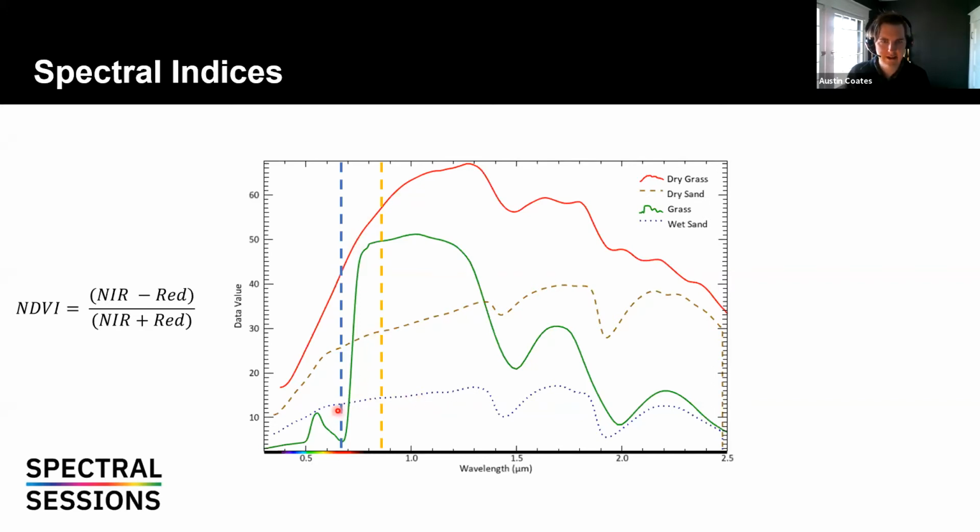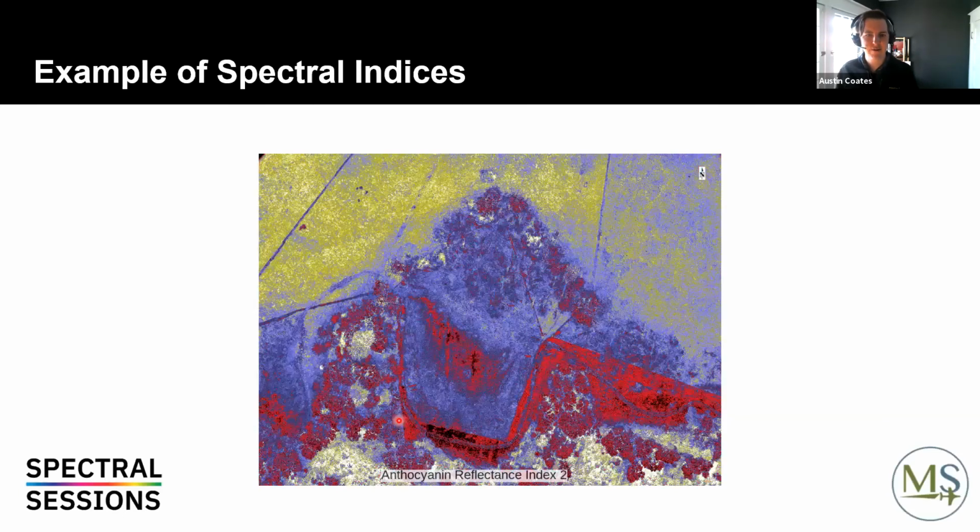And then same with this wet sand, that's pretty flat as well. So we can see that grabbing this portion of the spectrum will help us tell a little bit about this plant. So that's kind of how a spectral index works. Here's just a pretty graphic.